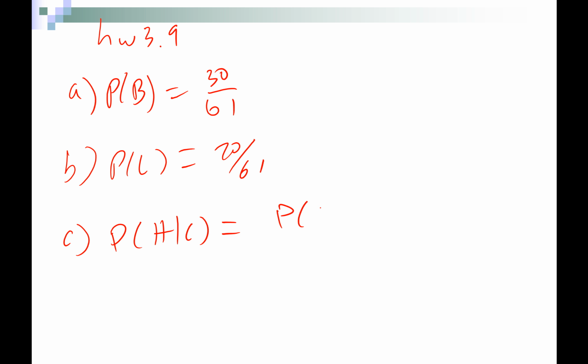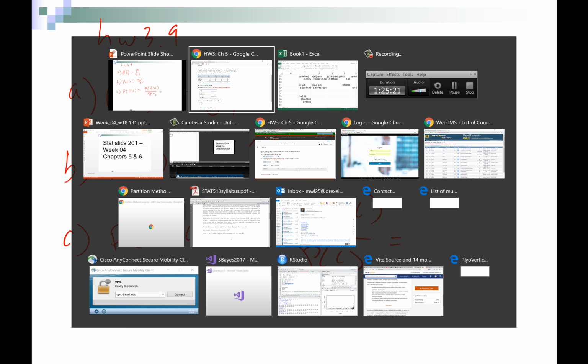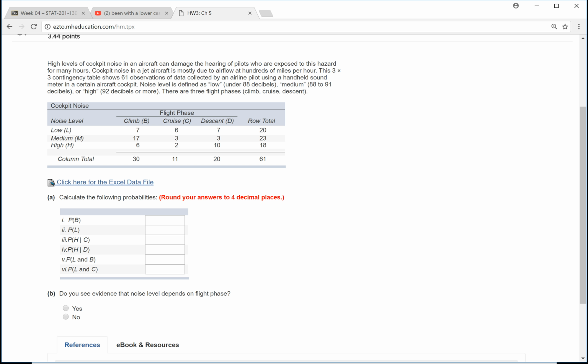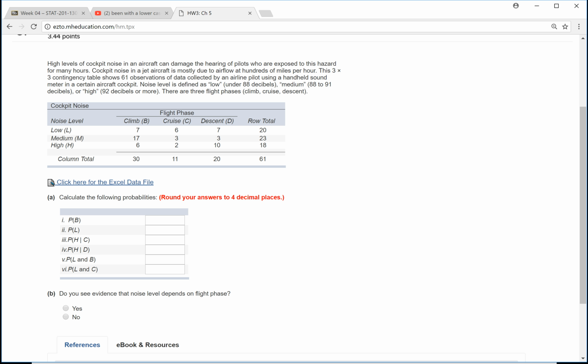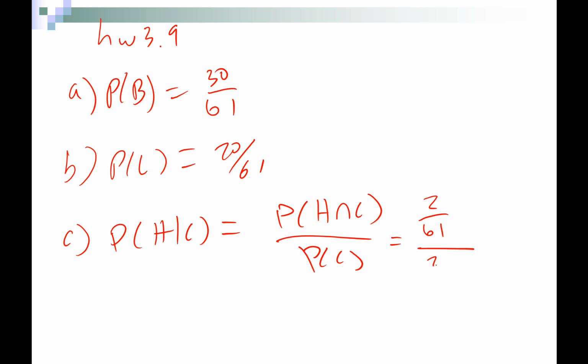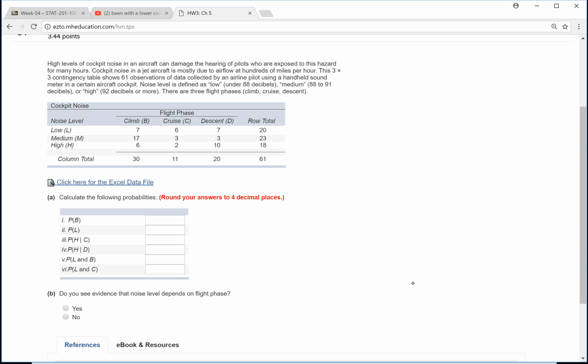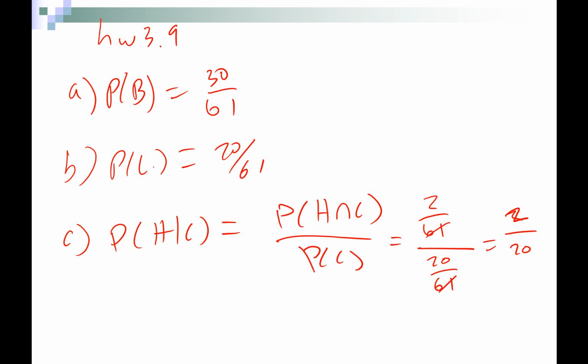There's two ways we can do that. This is either the probability of H intersect C divided by the probability of C. The probability of H intersect C is 2 divided by 61, because there's 2 in C and H. So that's 2 over 61. And then I divide that by the probability of C, which we just found is 20 over 61. So this is 2 divided by 20. The 61s cancel out. Wait, I did C wrong. That's not a C, that's an L. Sorry. That should be 11.